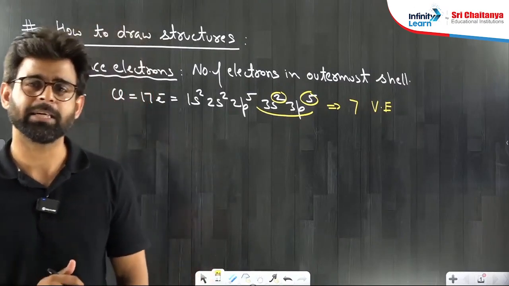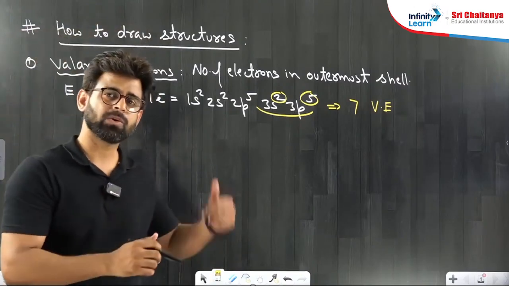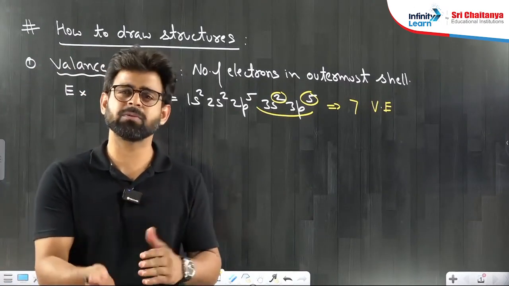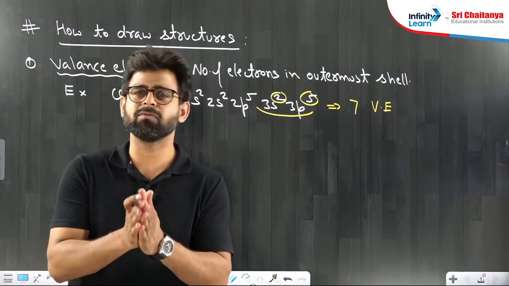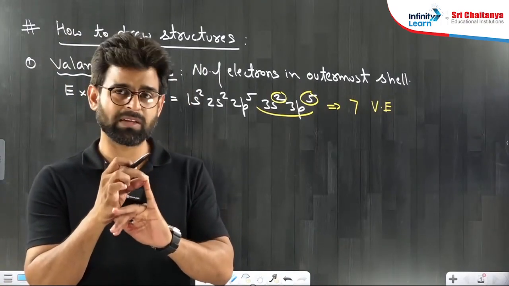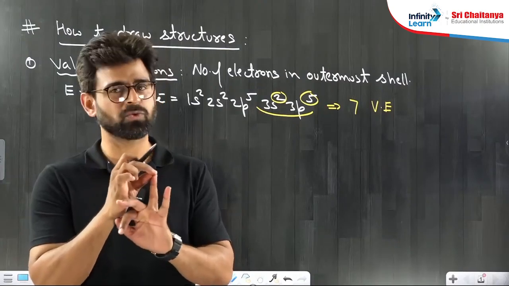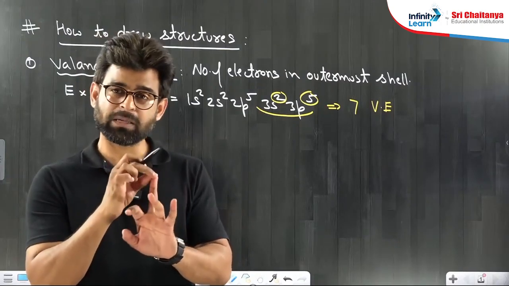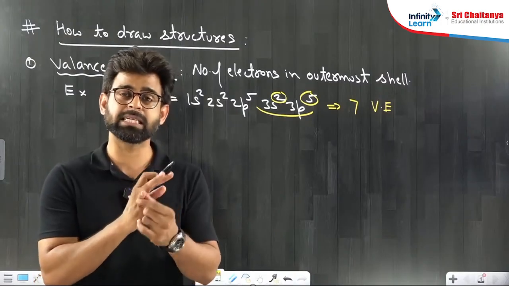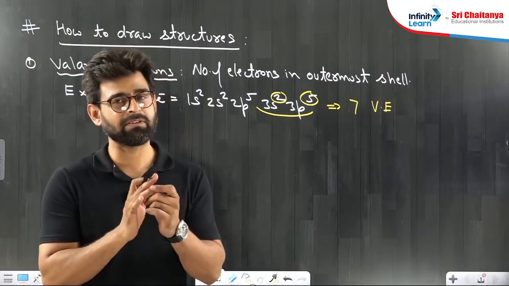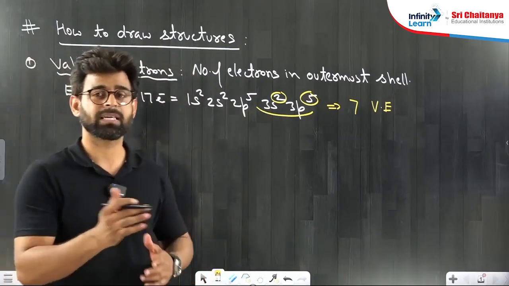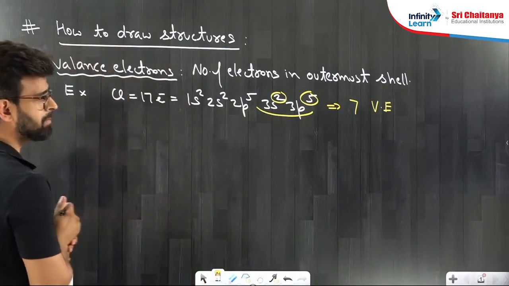Or directly we can say, if our element, like chlorine, belongs to the 17th group, you can directly say it has 7 valence electrons. I am saying once again: first group elements have 1 valence electron, second group 2, 13th group 3, 14th 4, 15th 5, 16th 6, 17th group will have 7 valence electrons, and 18th will have 8 valence electrons. I will use this again in our topic.